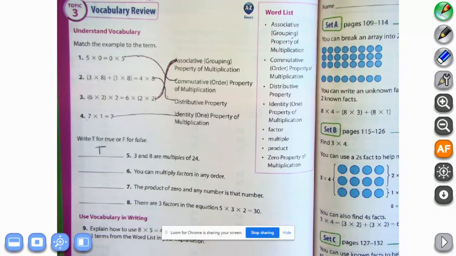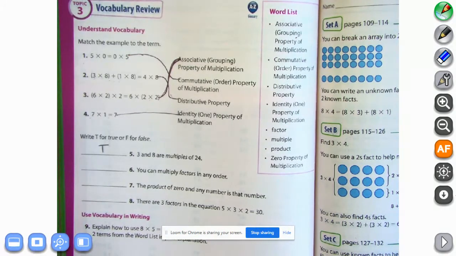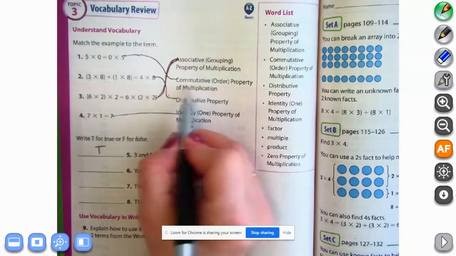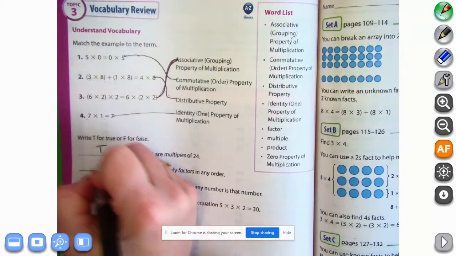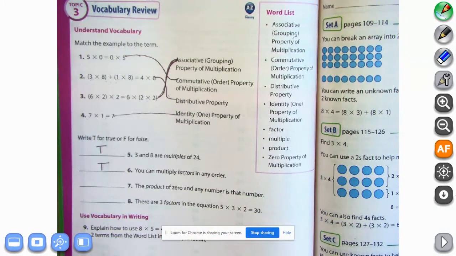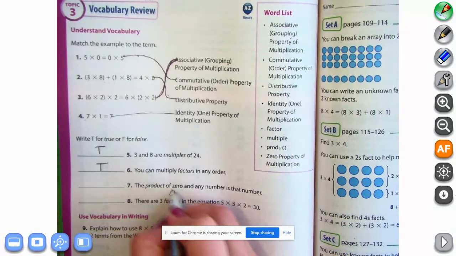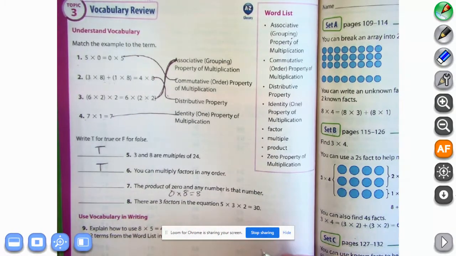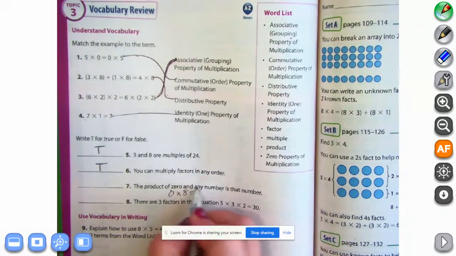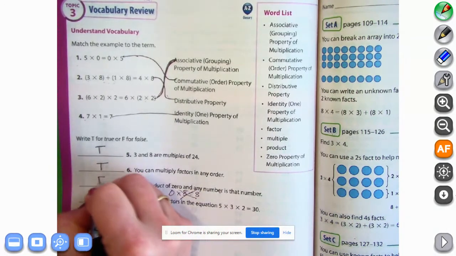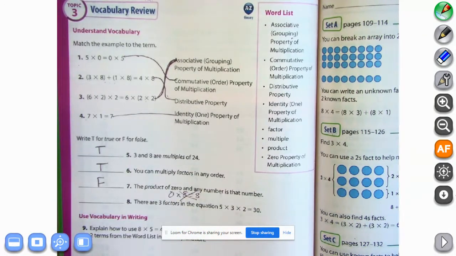Number 6, you can multiply factors in any order. True or false? Well, we know this guy right here says, yes, you can do that, so that's true. The product of 0 and any number is that number. So meaning 0 times 8 equals 8. Is that correct? No, it's false. 0 times any number is 0.